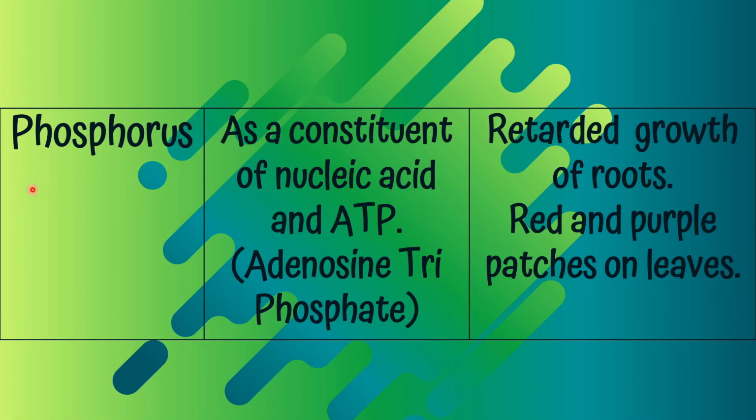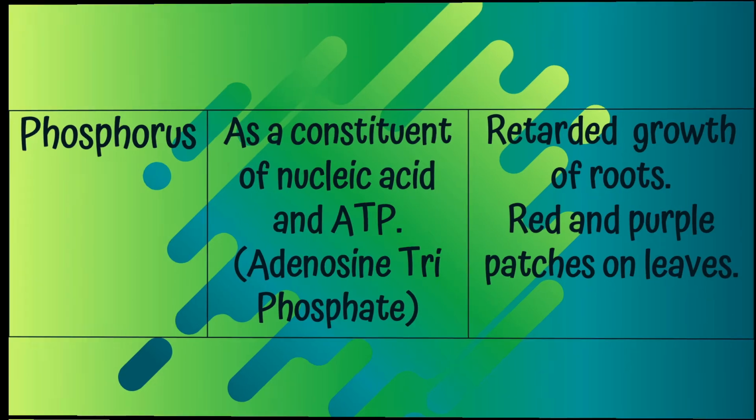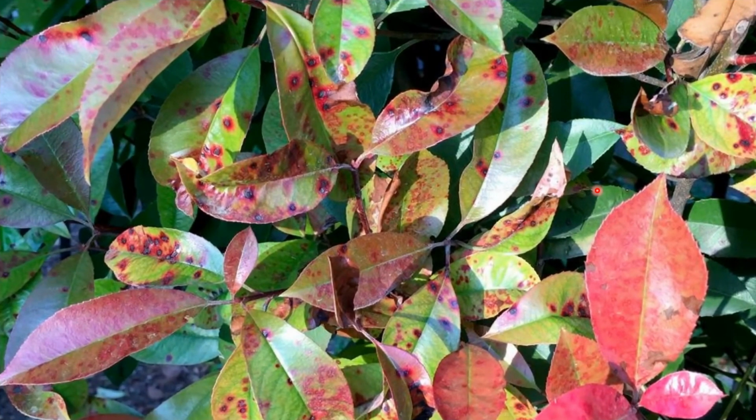Let's talk about the second element, phosphorus. The functions are as a constituent of nucleic acid and ATP. ATP means adenosine triphosphate. And the deficiency symptoms are retarded growth of roots, and red and purple patches on leaves.